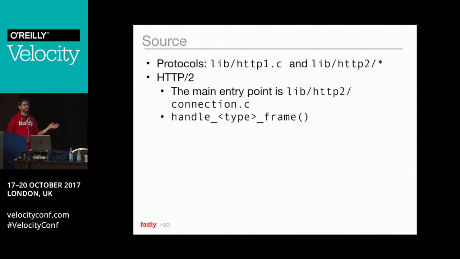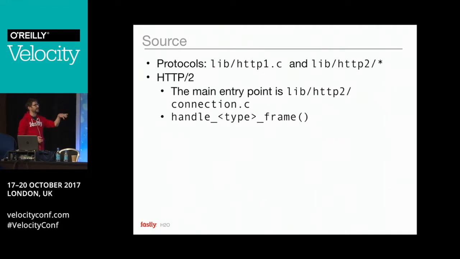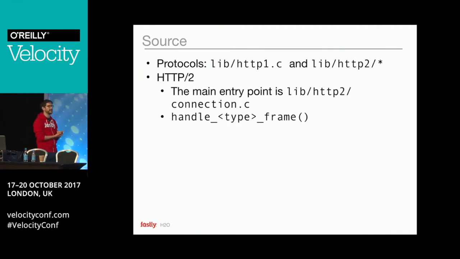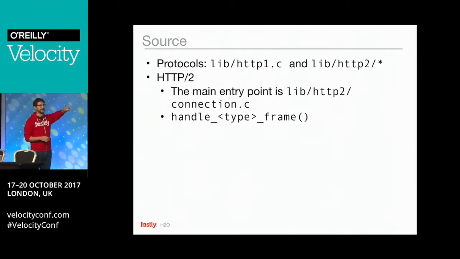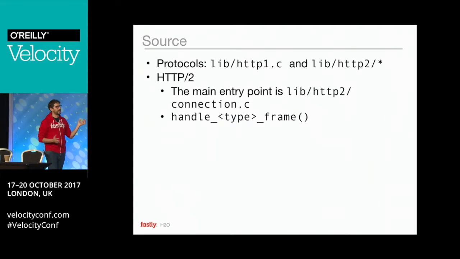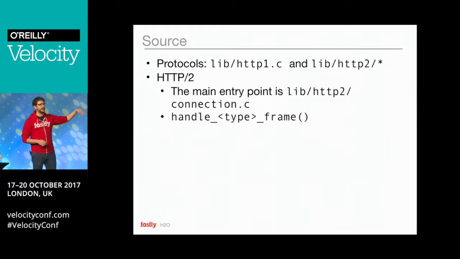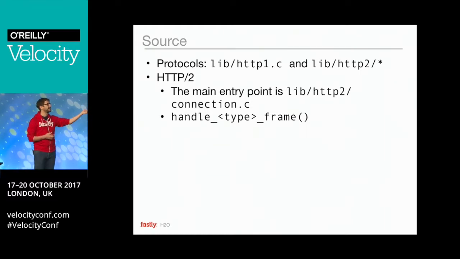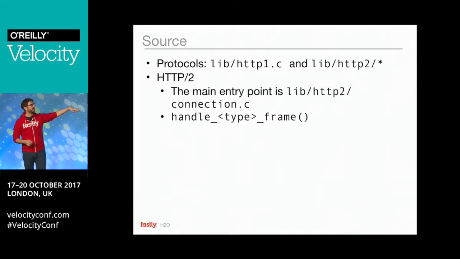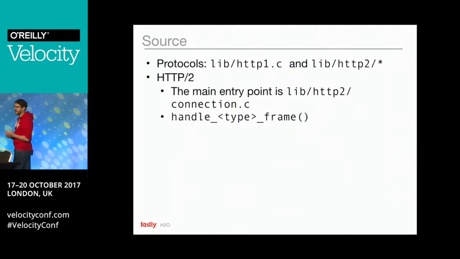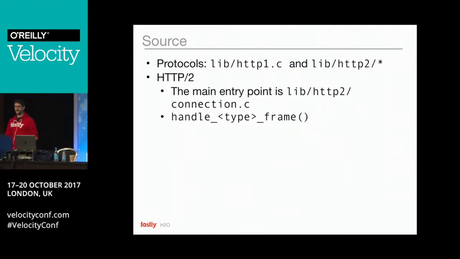The protocols themselves are all fairly straightforwardly implemented. If you go under lib/http1, you have all the HTTP1 connection. The parser, obviously, as I've said, is a different project. It's the picohttpparser, but that's all embedded under the H2O umbrella. And then the HTTP2 parts are found under lib/http2. In particular, the main dispatch point for the connection is under lib/http2/connection. And if you look at handle_something_frame, then you will see all the callbacks that are called when we receive frames for a given type. So there's one for ping, there's one for headers, etc.